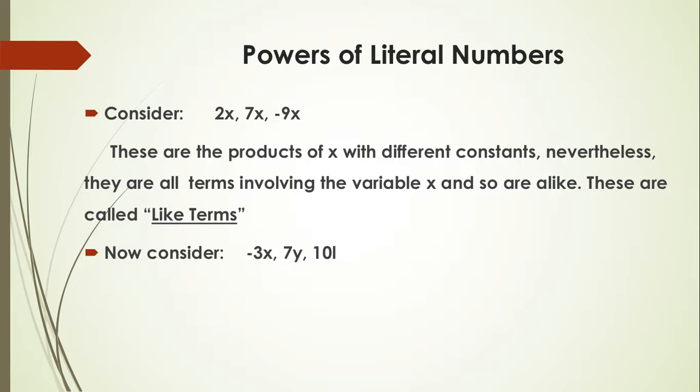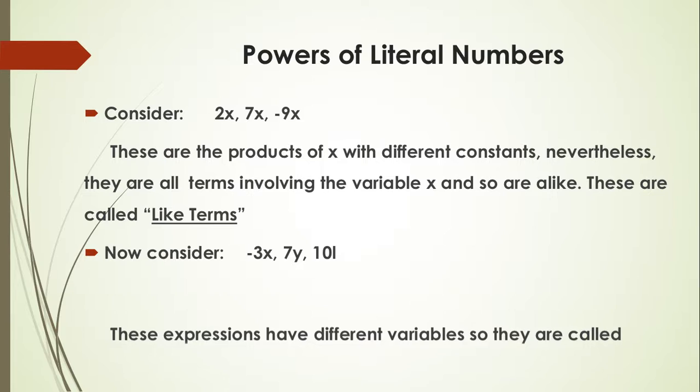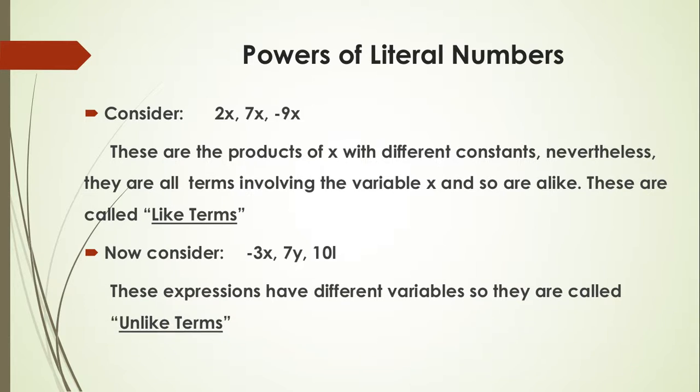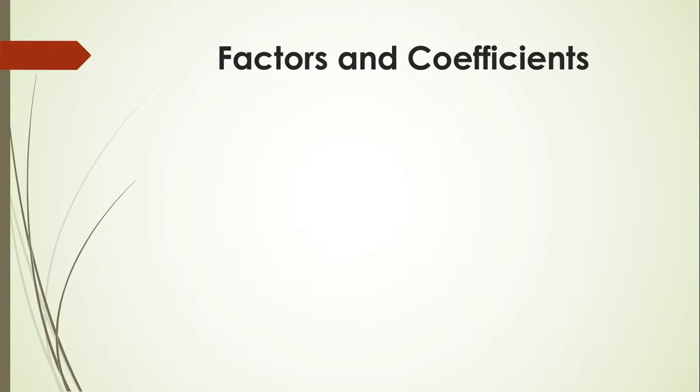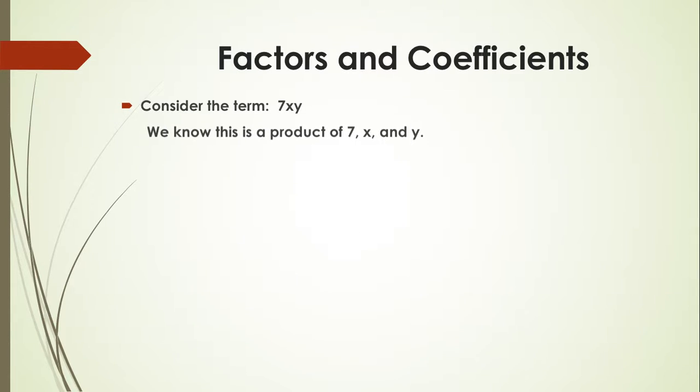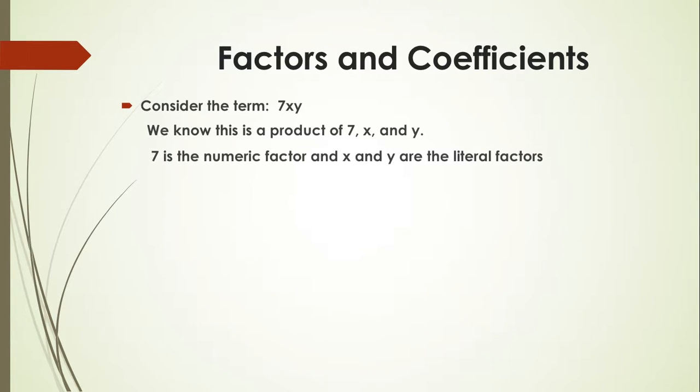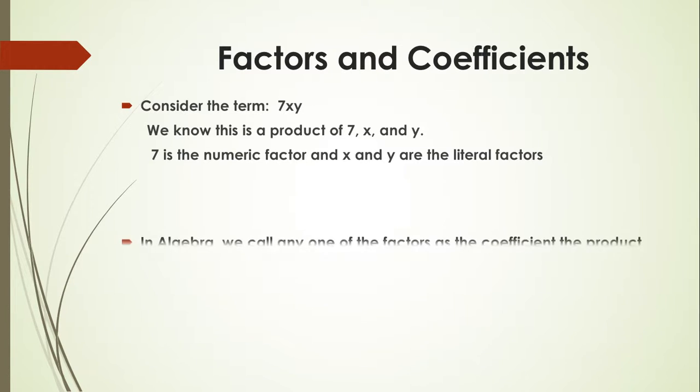Now consider -3x, 7y, and 10l. These expressions have different variables, x, y, l. So they're called unlike terms. Now, let's look at this term, 7xy. We know it's a product of 7, x, and y. 7 is the numeric factor, and x and y are the literal factors.